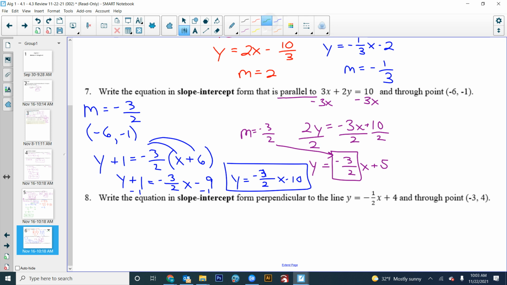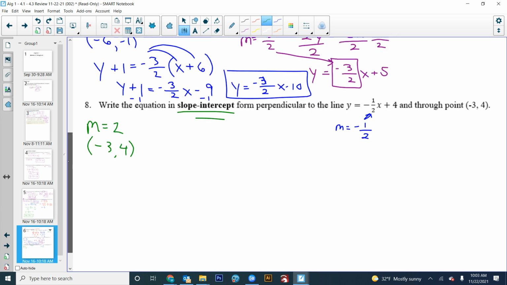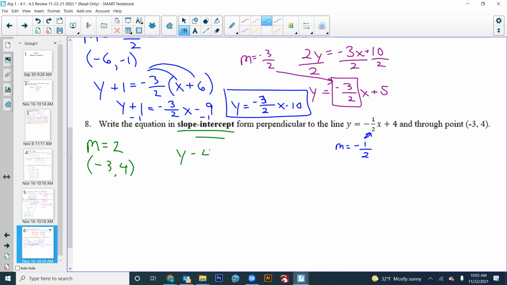All right, perpendicular. Last one, perpendicular. Well, their slope is -1/2. What's our line going to be with a perpendicular slope? What's perpendicular to -1/2? Positive 2 over 1, or just positive 2, right? And ours has to go through the point -3, 4. They want it in slope-intercept form, but we don't have the y-intercept, do we? So we have to put it in point slope and do the same thing we just did. Y minus 4 equals 2 times x minus negative 3, which is x plus 3.